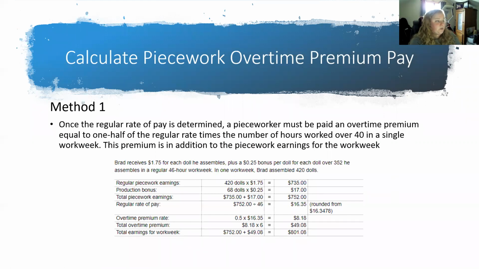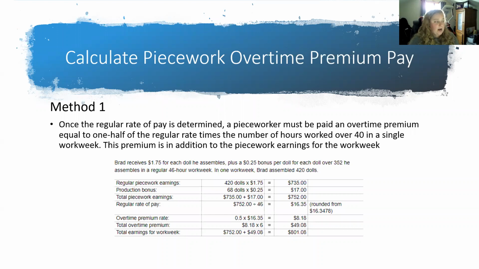So piecework overtime is another fun one. Once the regular rate of pay is determined, a piece worker must be paid an overtime premium equal to 1/2 of the regular rate of pay times the number of hours worked over 40 in a single work week. The premium is in addition to the piecework earnings for the week.